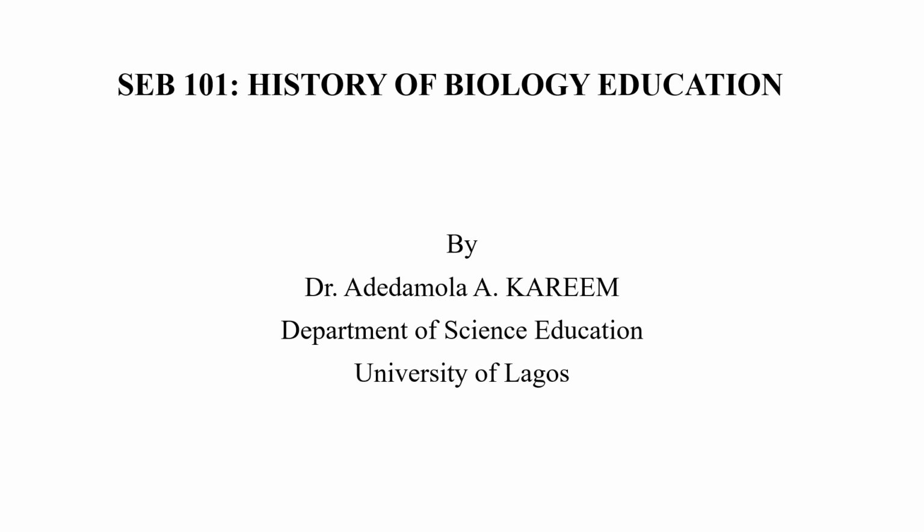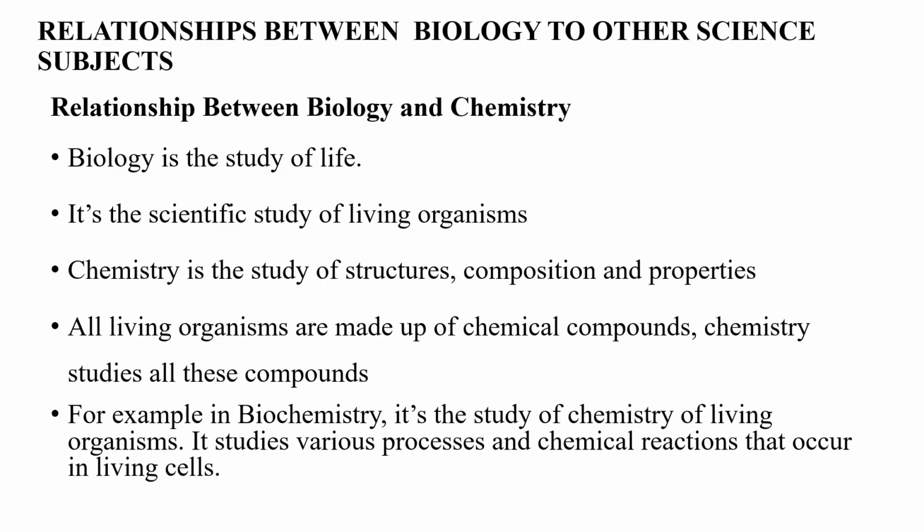Today's lecture is on the history of biology education, SEB 101. The major thing we are going to look at today is the relationships between biology and other subjects, especially other science subjects. The first one we are going to look at is the relationship between biology and chemistry.